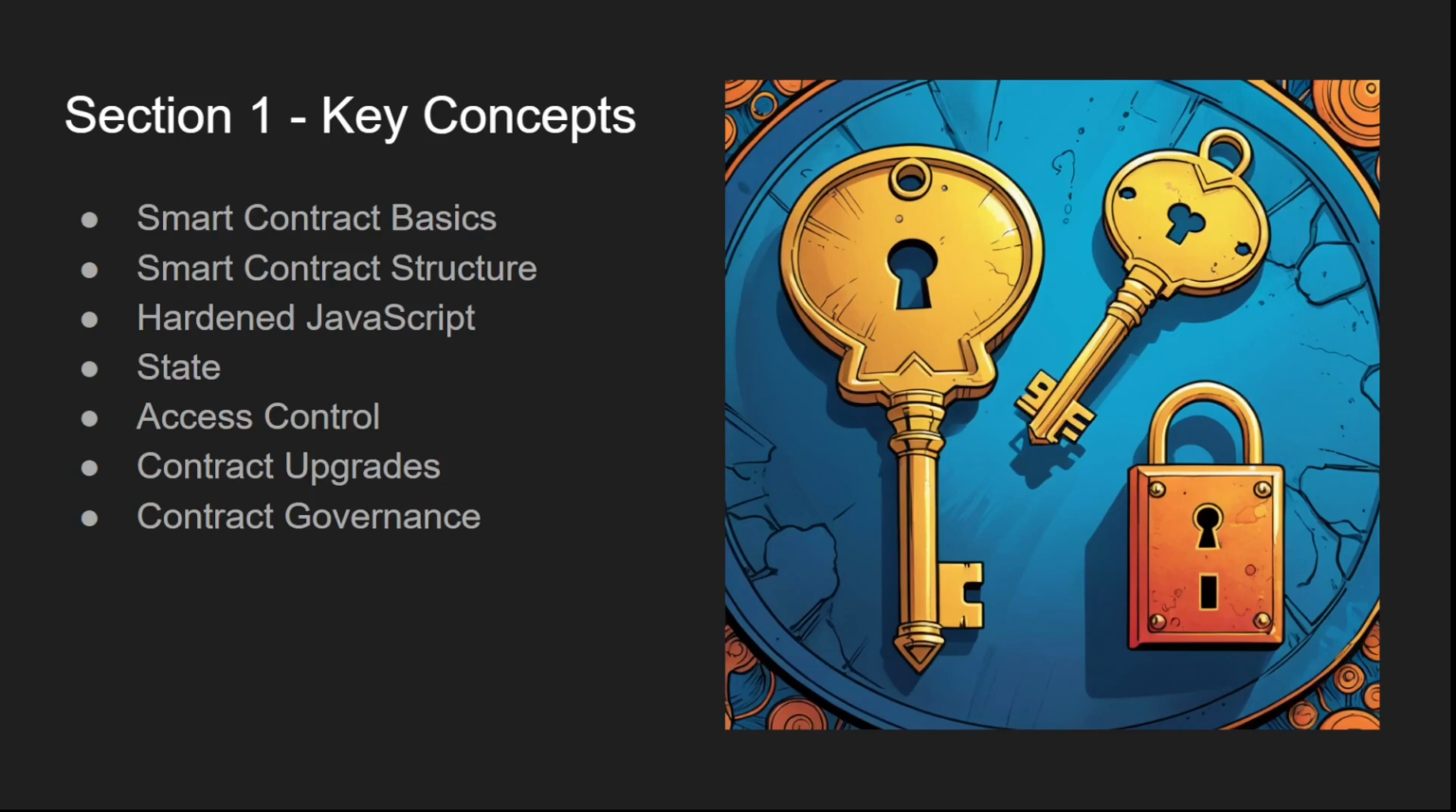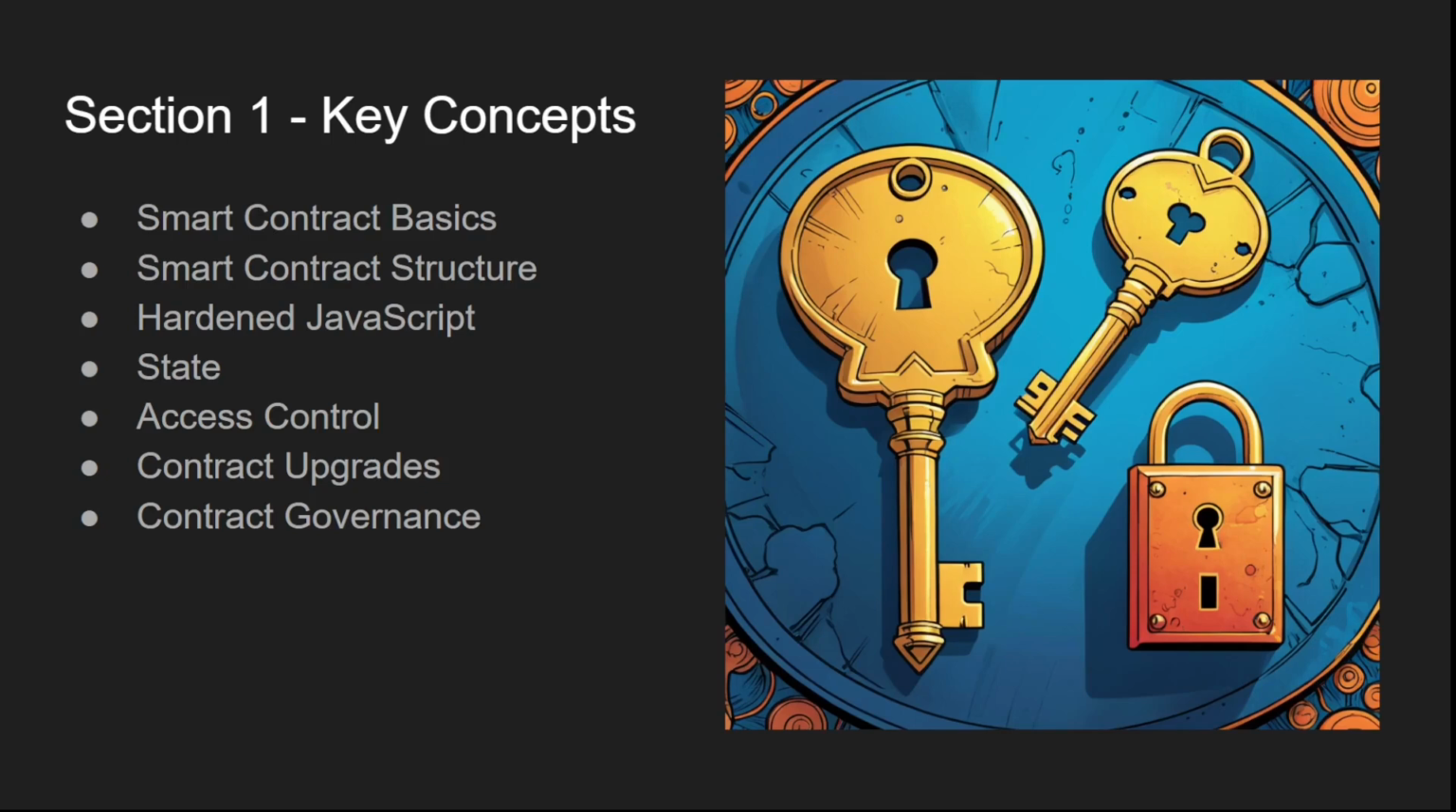Following that, we'll cover hardened JavaScript, a secure version of JavaScript used in Agoric. We'll discuss both its purpose and the security benefits it provides. We'll then explore the concept of state in smart contracts, explaining how state is managed by using ordinary variables and data structures. Access control is crucial for ensuring both the security and proper functioning of smart contracts. So we'll look into different access control mechanisms that can be implemented as well.